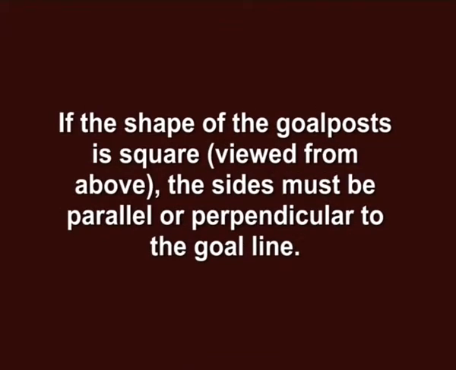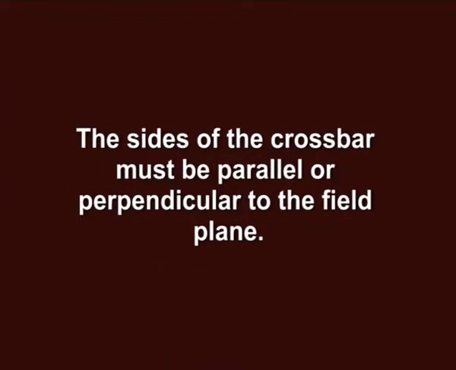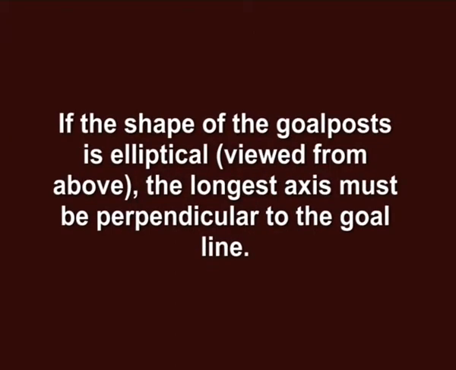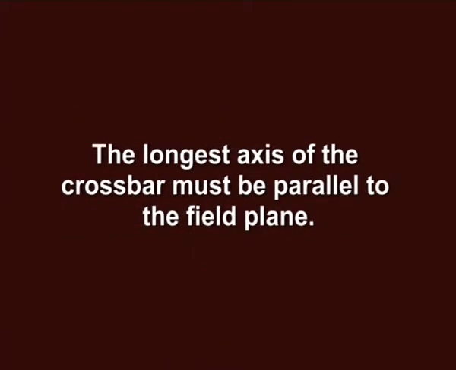If the shape of the goal post is square, the sides must be parallel or perpendicular to the goal line. The sides of the crossbar must be parallel or perpendicular to the field plane. If the shape of the goal post is elliptical, the longest axis must be perpendicular to the goal line. The longest axis of the crossbar must be parallel to the field plane.